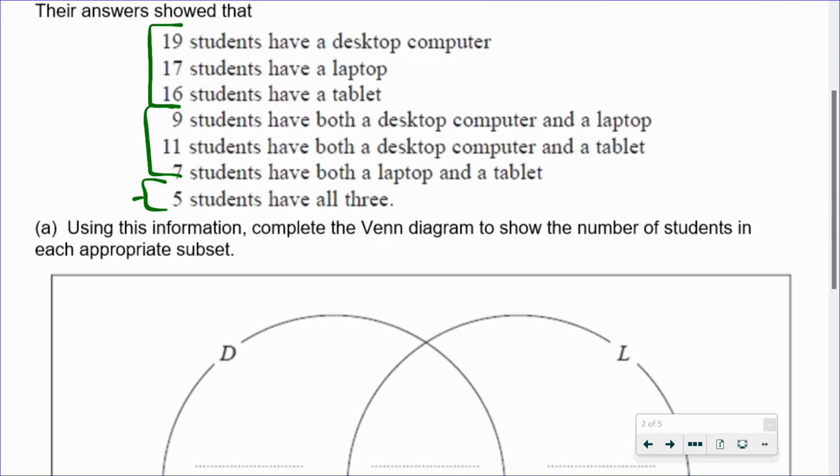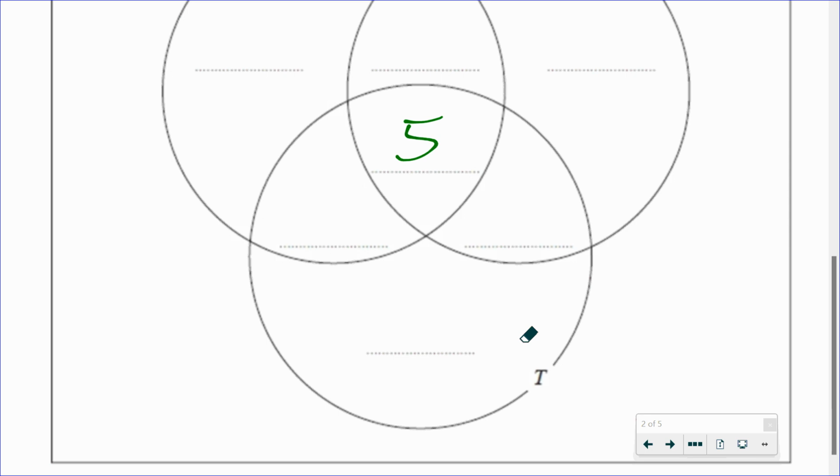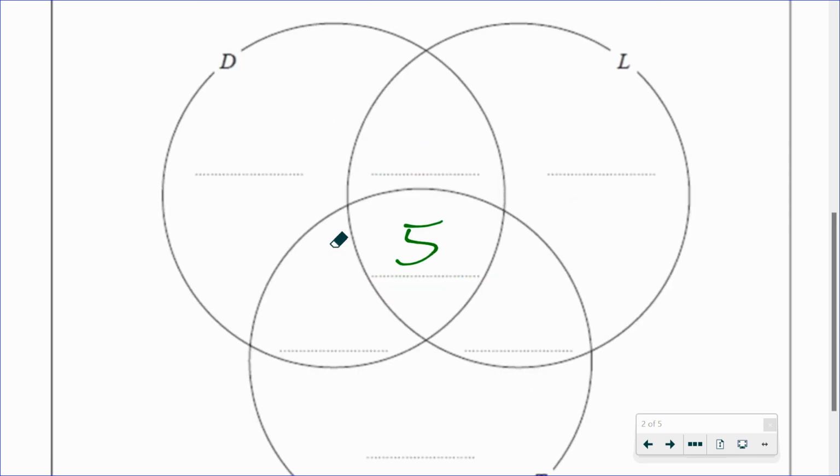That's the first piece of information that we've got. So I've dealt with that, I can now ignore it. When I look at the next bit up, 7 students have a laptop and a tablet. Laptop and tablet crossover is here. Now, if there's 7 students there, and you've already got 5 taken up, that means you've got 2 left over. So 7 take away 5.